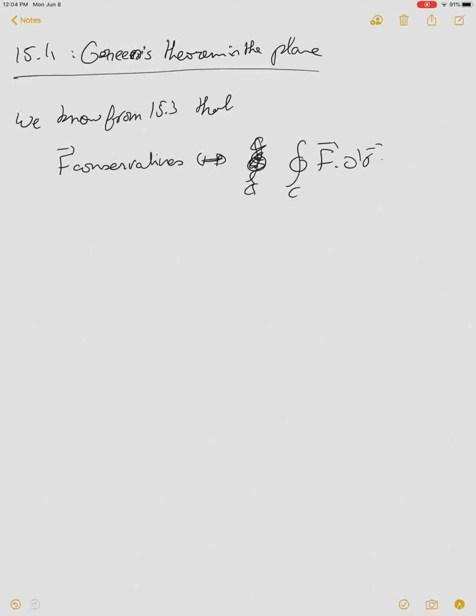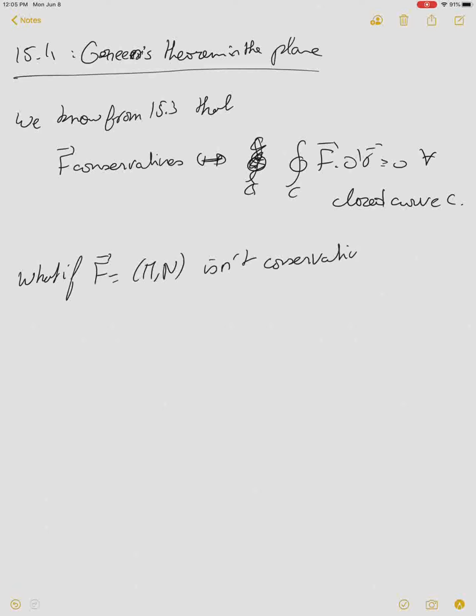So we know from 15.3 that F is conservative if and only if the integral over any closed curve C of F dot dr equals 0 for all closed curves C. Now 15.4 is about what if F equals M, N is not conservative. Very important that here we are talking about the plane.